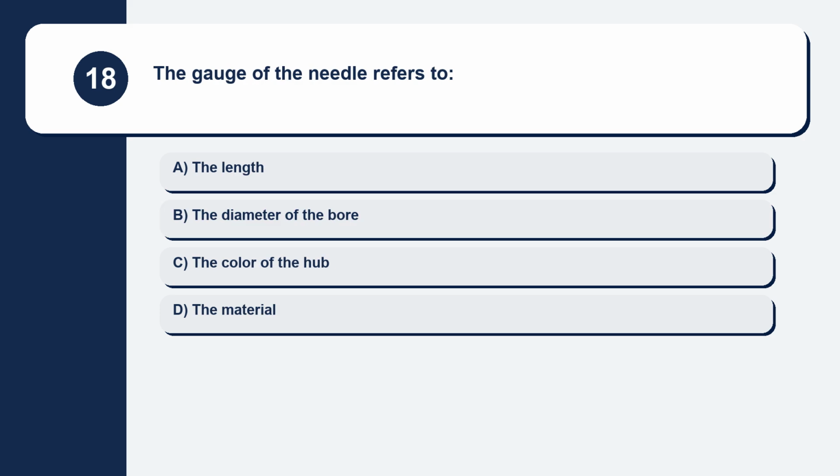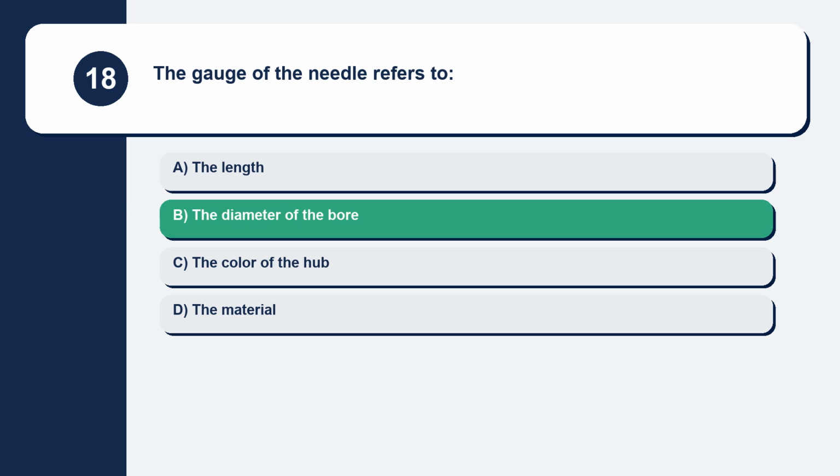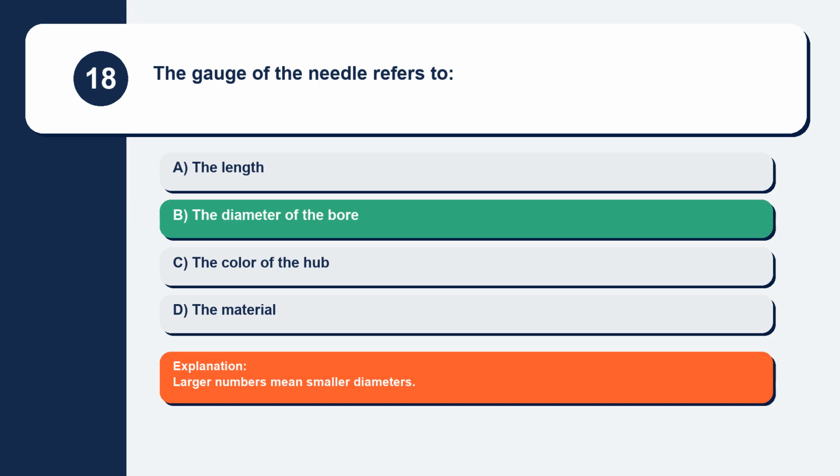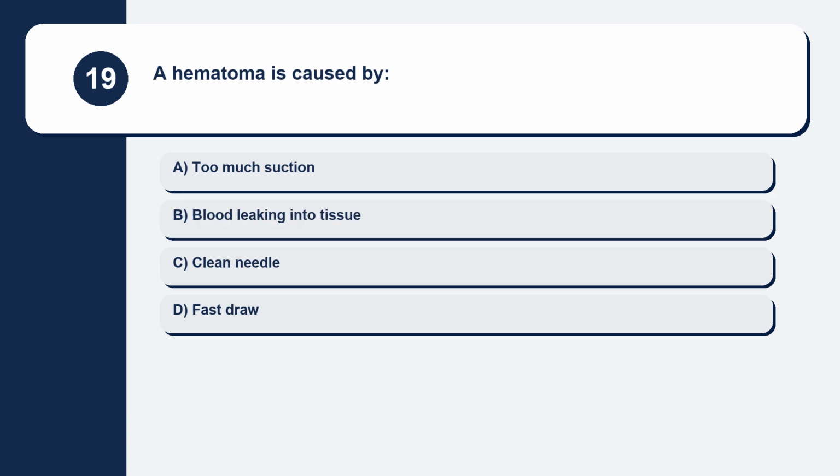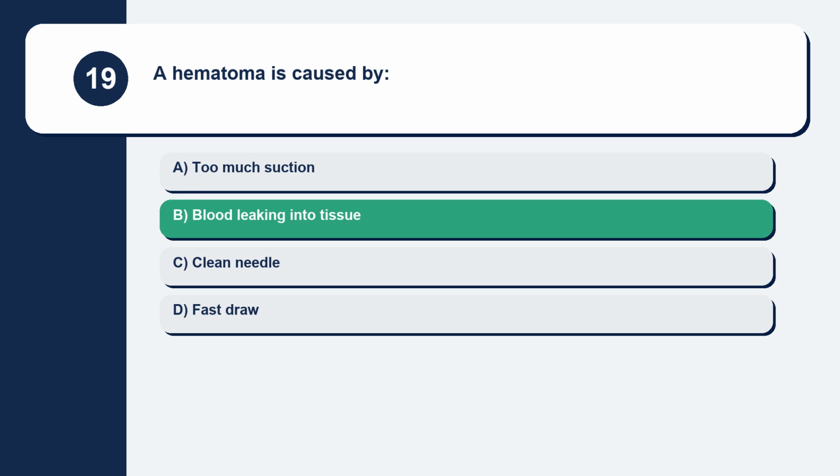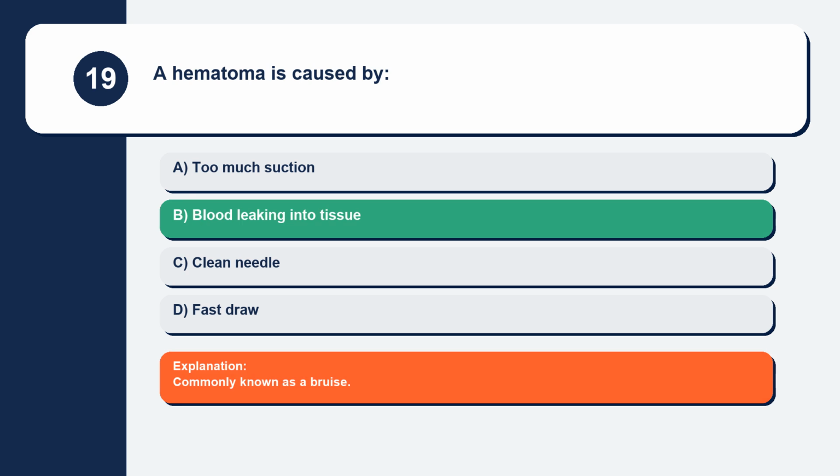Question 18. The gauge of the needle refers to the length, the diameter of the bore, the color of the hub, the material. Larger numbers mean smaller diameters. Question 19. A hematoma is caused by too much suction, blood leaking into tissue, clean needle, fast draw. Commonly known as a bruise.